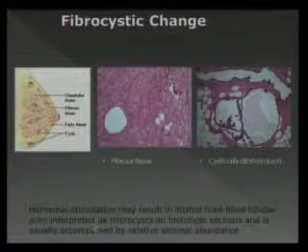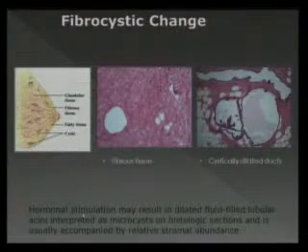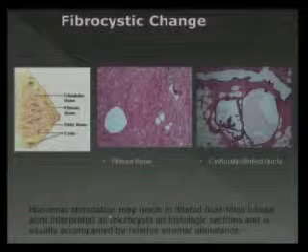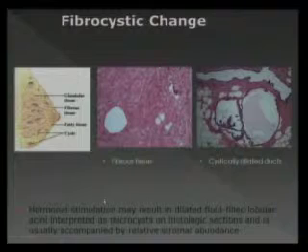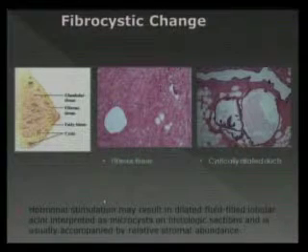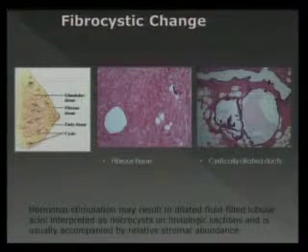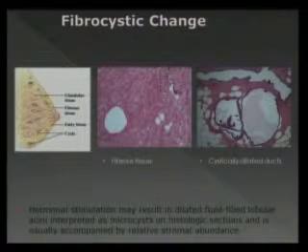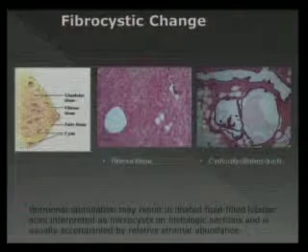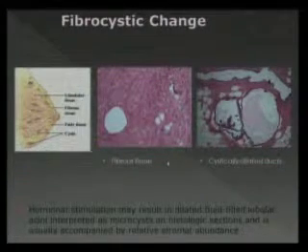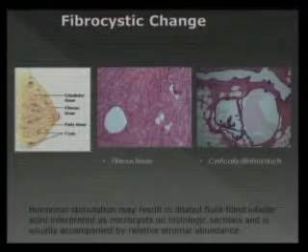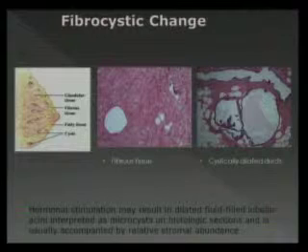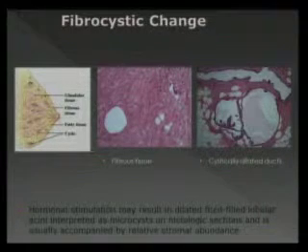This is thought to be due to the hormonal stimulation, which may result in the dilated fluid-filled lobular acini, interpreted as microcysts on histologic sections, and is usually accompanied by relative stromal abundance. So here you can see both of those. In many cases, pain and discomfort coincide with the premenstrual phase of the cycle, in which the cysts tend to enlarge.